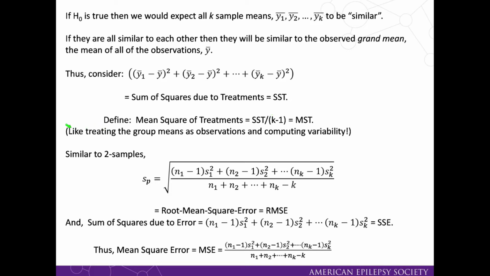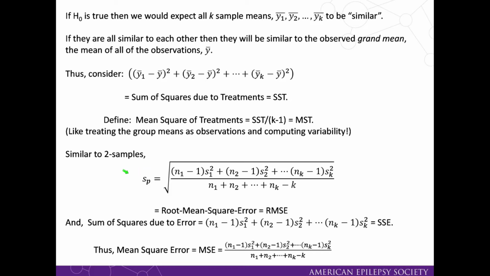And here's the important point. This is basically like treating group means as single observations and computing the variability versus a grand mean. So it's really in the spirit of a variance. And it's similar to two samples now.